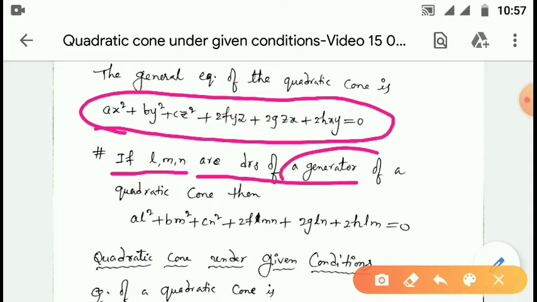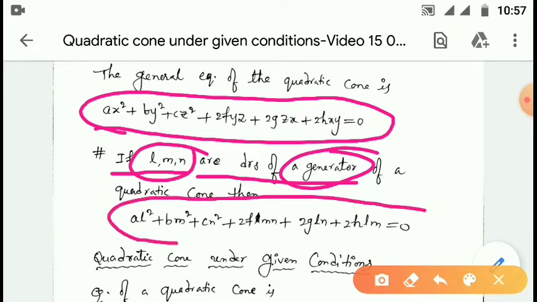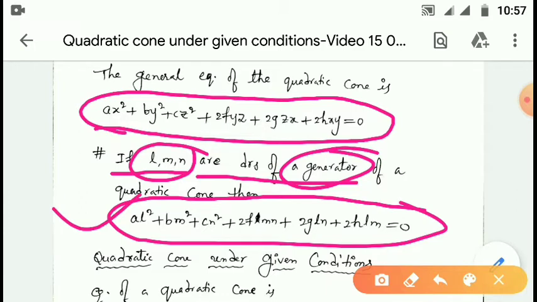Suppose you take a generator, and l, m, n are the direction ratios of the generator. Then the equation of the cone is satisfied by the direction ratios of the generator. This is the main point we have to keep in mind. That means the direction ratios of a generator satisfy the equation of the cone. Once again I am repeating, keep it in your mind, it is very important. The equation of the cone is satisfied by the direction ratios of its generators.